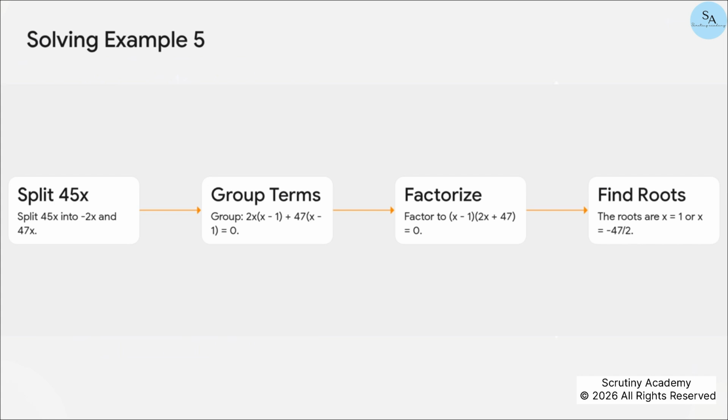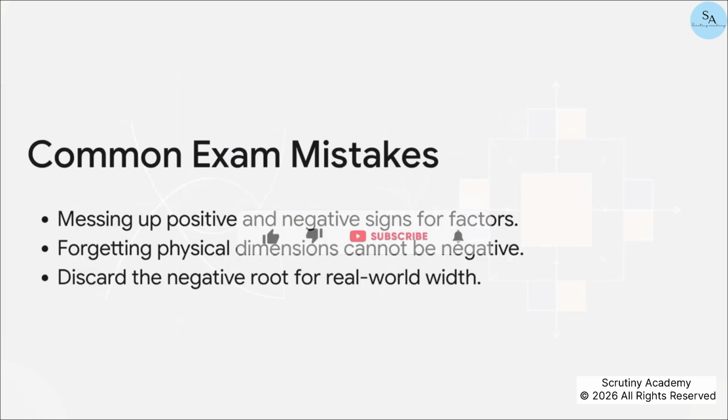We group the terms, factor them, and we get (x - 1)(2x + 47) = 0. Our math gives us two possible roots here, x = 1 or x = -47/2. Let's pause right here, because this is where a lot of smart students lose points on exams. Real talk, let's look at the most common mistakes.